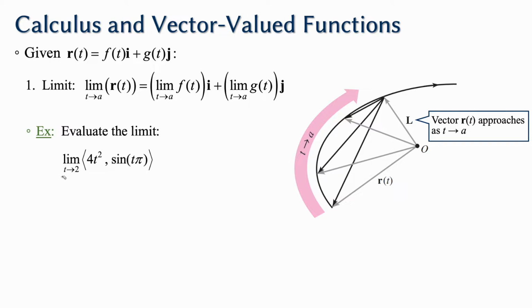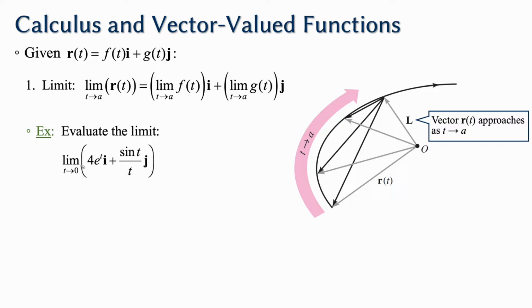So for instance, if we did the limit as t approaches 2 of this vector-valued function, we would simply do the limit of 4t squared and the limit of sine of t pi. Of course, our answer is going to remain in component form, but we're still going to do the limit of each one of these separate pieces. So letting t become 2 gives us 4 times 2 squared, which is 4 times 4, so that's going to give us 16. And in the other section, we let t become 2, making this sine of 2 pi, which is, of course, 0.